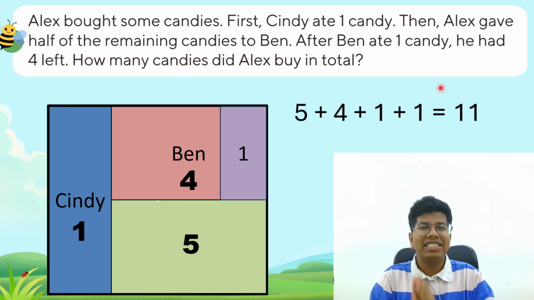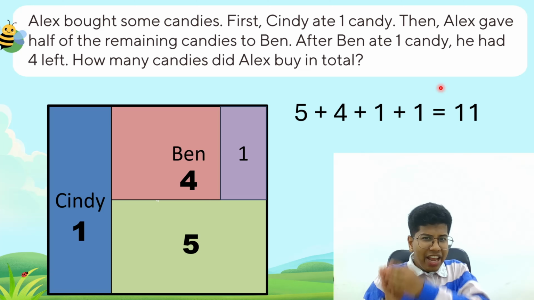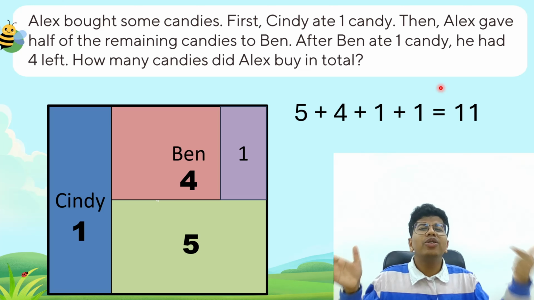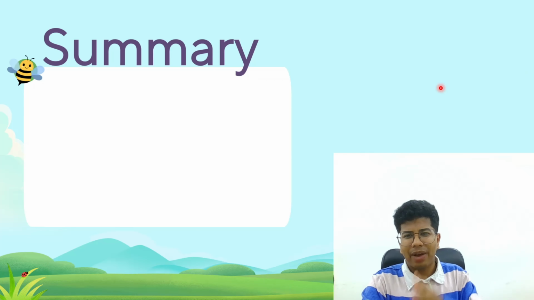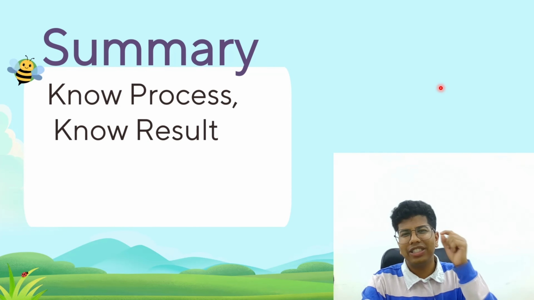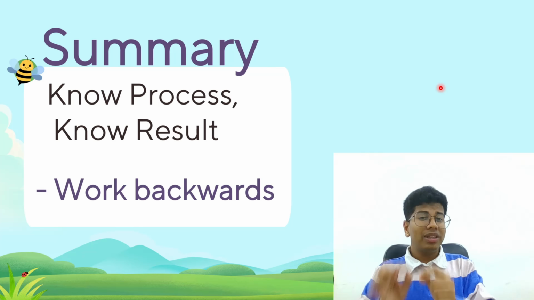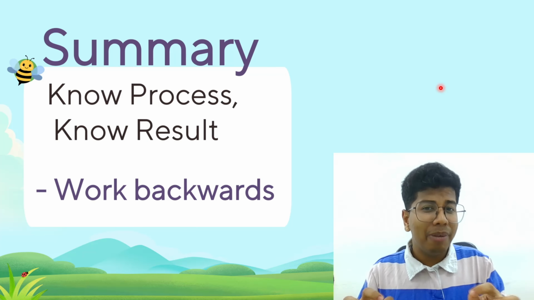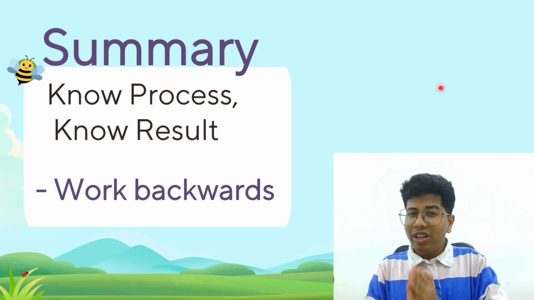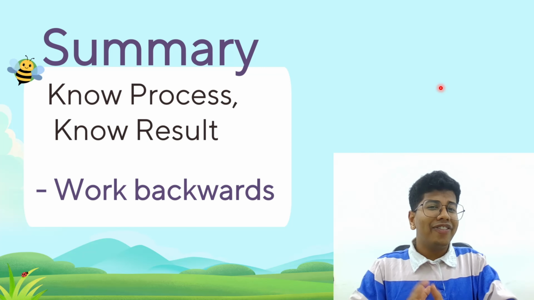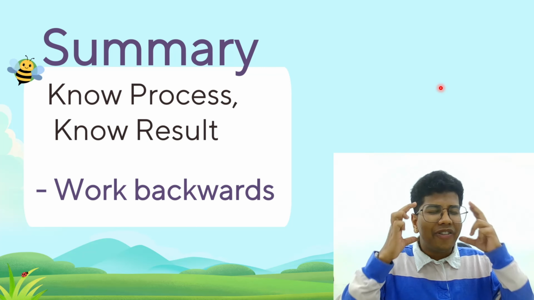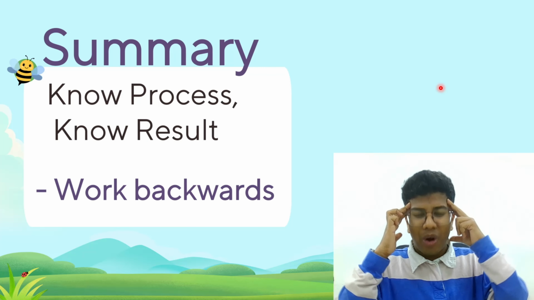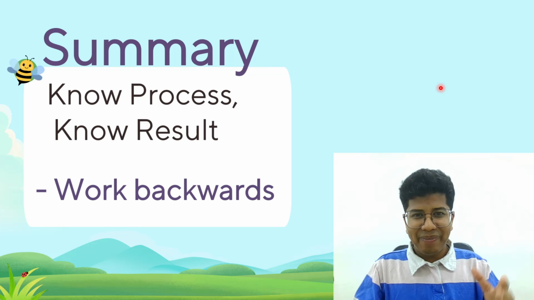So what we can understand from today's session, whenever there is a process and you know what the final answer is, then we can work backwards. So the summary is: know the process, know the result, work backward. Now this is a very important principle in Math Olympiad, and it's not just for primary 1. There are difficult questions till you learn Math Olympiad. This is a very important thinking process, thinking idea.